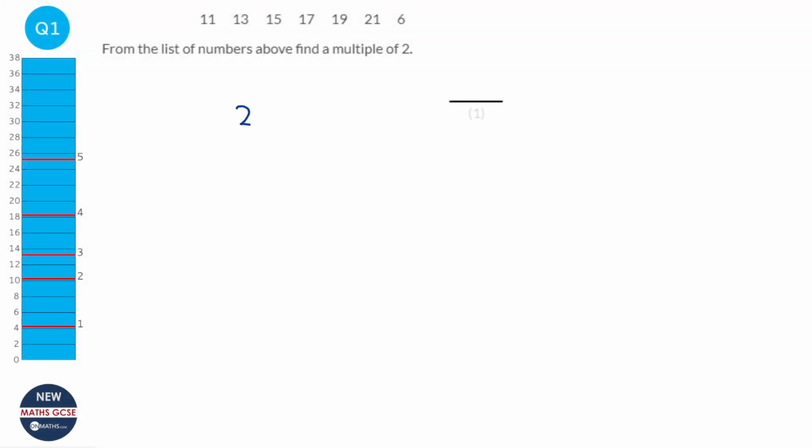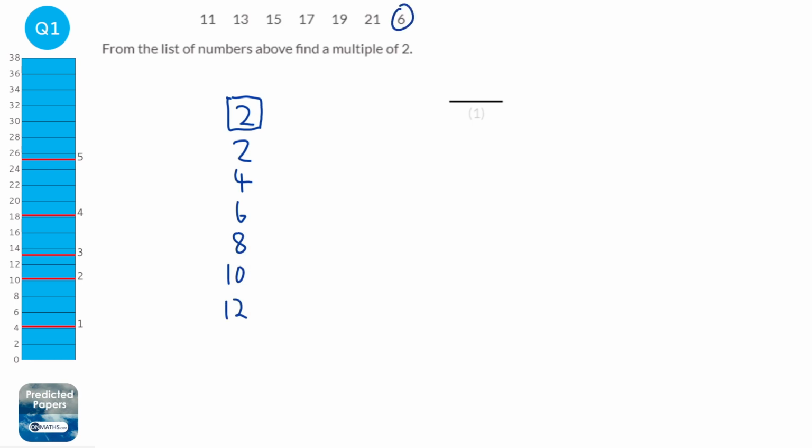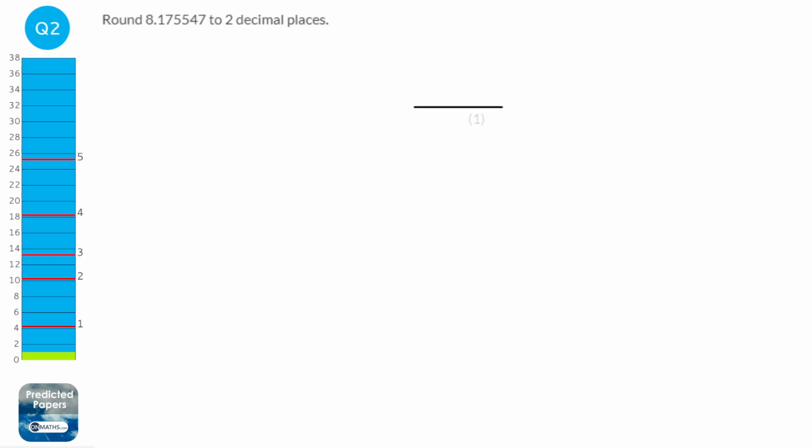Multiples are times tables, so the multiples of 2 are the times table of 2. So 2, 4, 6, 8, 10, 12, etc. So the only number in this list that is in the 2 times table is the 6. So we're just going to start by writing the number a little bit bigger.